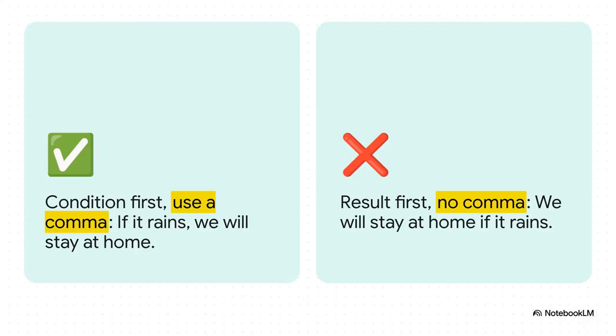Now there is one tiny little rule to remember, a little pro tip for punctuation. If that if part comes first, you pop a comma in the middle. If it rains, comma, we will stay at home. But here's the cool part. You can flip the whole sentence around. If the result comes first, the comma just vanishes. We will stay at home if it rains. The meaning is exactly the same, it just looks a little cleaner.